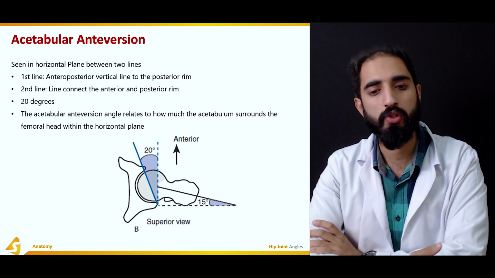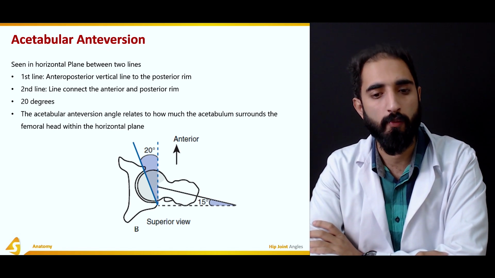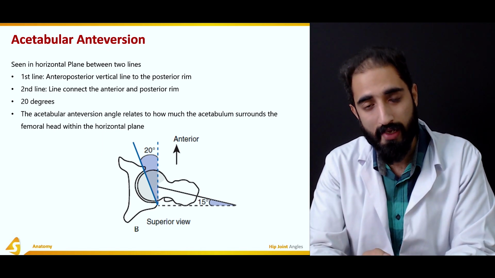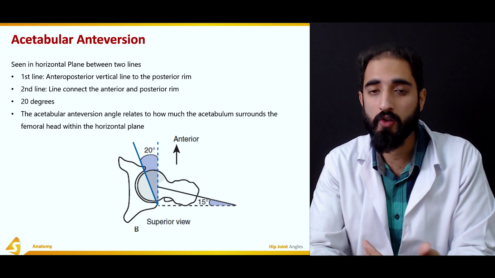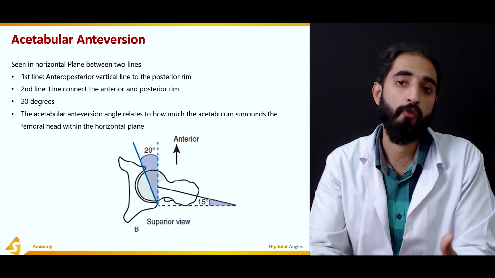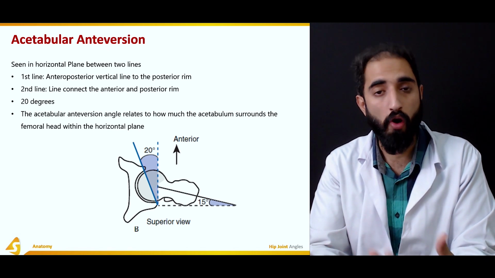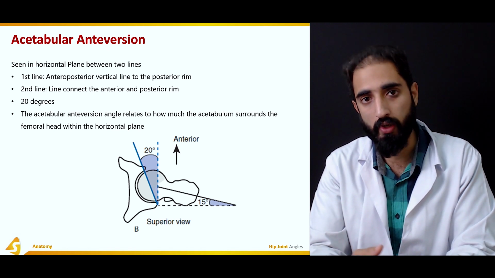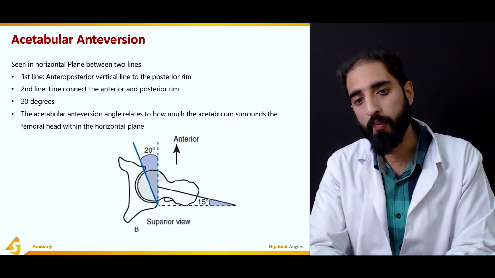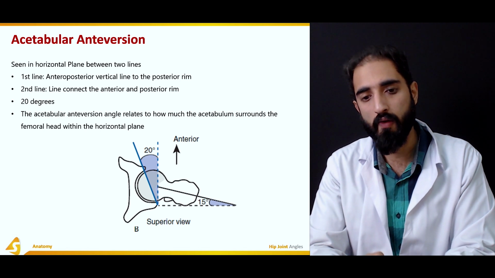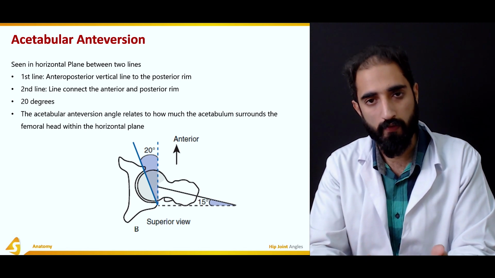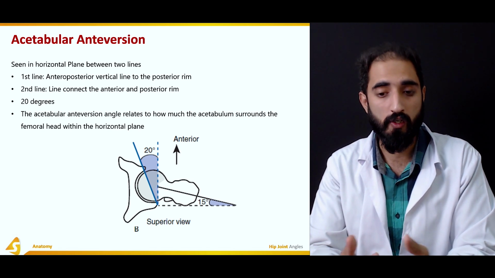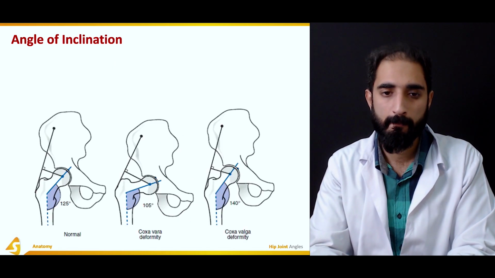Now, the acetabular anteversion angle relates to how much the acetabulum surrounds the femoral head within the horizontal plane, specifically covering the anterior aspect. If it covers too much of the anterior aspect, it limits the hip flexion, which is required for normal activities of daily living like walking, stair climbing, running, etc., even sitting and squatting. But if this is not covering the anterior aspect of the femur at all, this can actually lead to anterior instability as well.